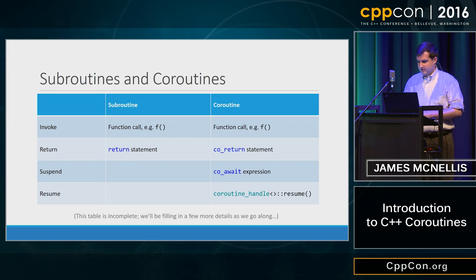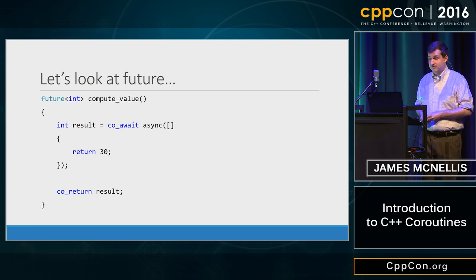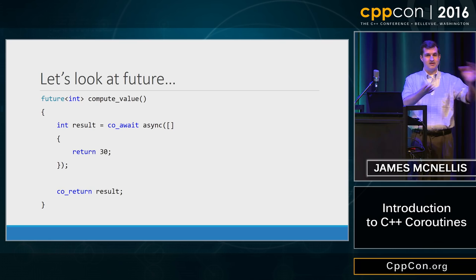All right, so just a recap. This is the same slide we saw before. So let's implement something that's actually useful. These coroutine types are not particularly useful. Again, they're just for exposition purposes. So let's look at that std::future compute value again, and let's actually make this work. So let's pretend we've got a standard library that doesn't have coroutine support and we want to implement this.